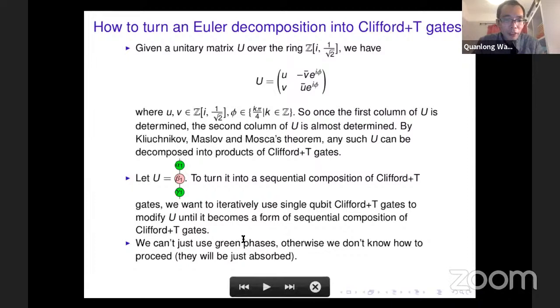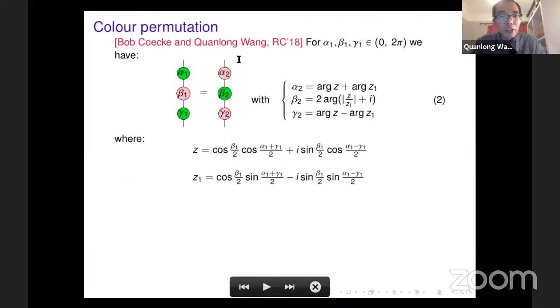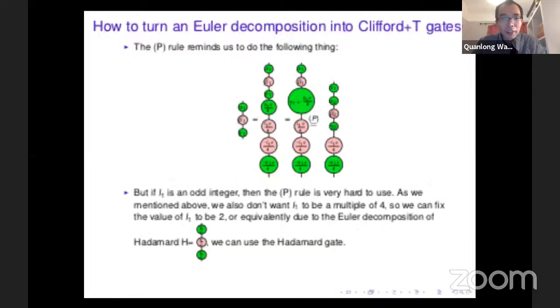But we can't just use the green phases because they will be absorbed. So we can't proceed. And also we can't just use the green phases and the red pi phases, because the red pi phases can commute with any other phases. So what should we do? Let's look at the permutation rule. That is the color permutation rule, which is in a paper by me and Bob 2 years ago. So you can see from red, green, red, you can turn it into green, red, green, and the opposite is the same. But the formula looks a little bit complicated, so we will use it under some conditions.